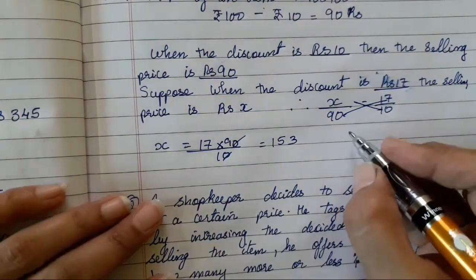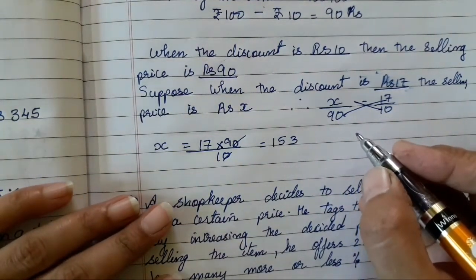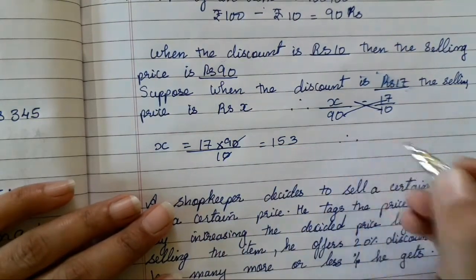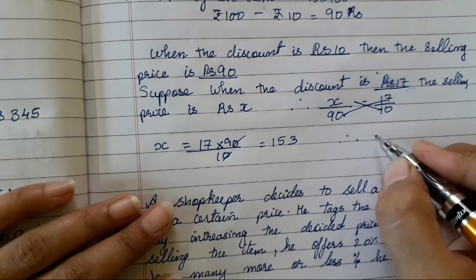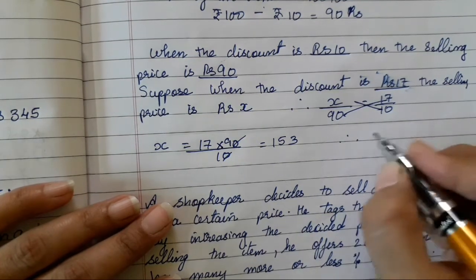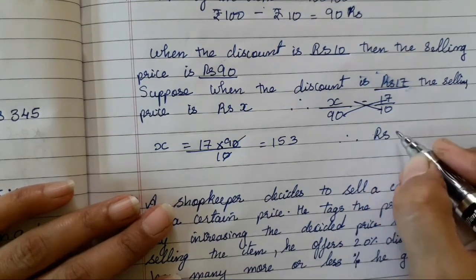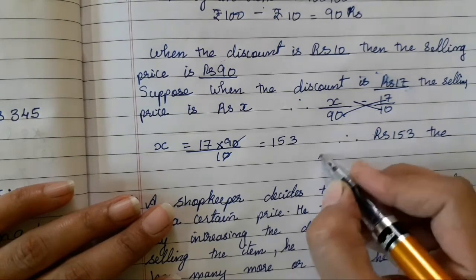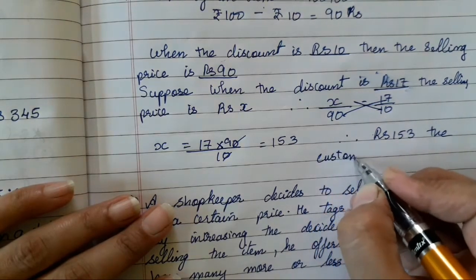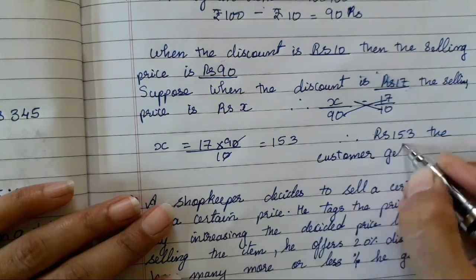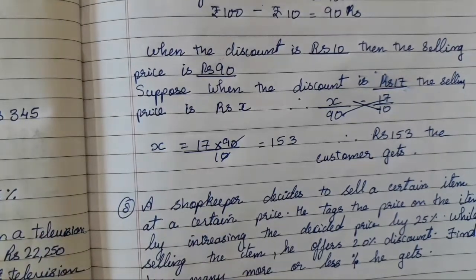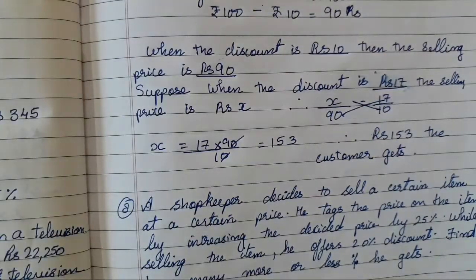This is going to be 153 after multiplying it. Okay. Now what is X? X is the rate of the item, that is the selling price. So the customer will get rupees how much? Rupees 153 the customer gets for the item. Okay, I hope it is easy. You all have to just fill in the blank, but the method of solving is the same.